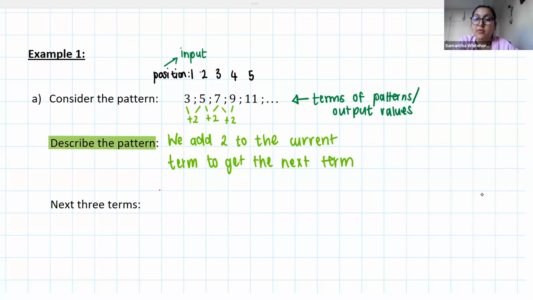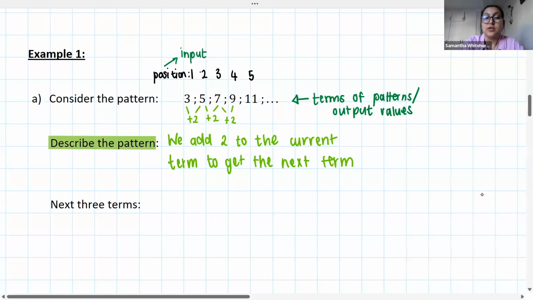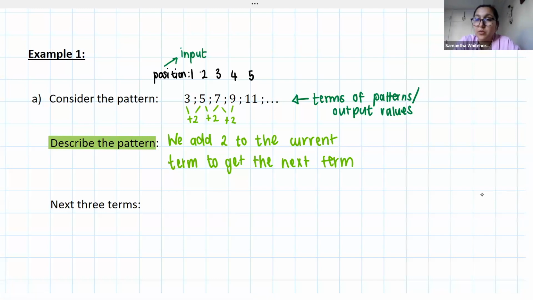Right, we also have what we call input and output values. And like I say, these are going to become more important as we go on. But your input and output values are essentially two different things. Your input is what position your term is. Is it the first one, the second one, the third one? That would be your input value. And remember, we can use X to describe input. Your output would be the value of the actual pattern. So what are the numbers in the pattern? And this we use a Y sometimes to represent.